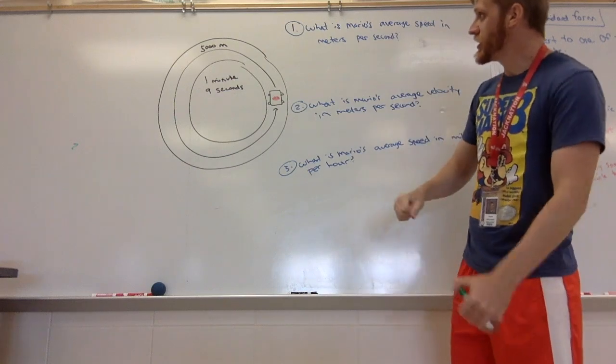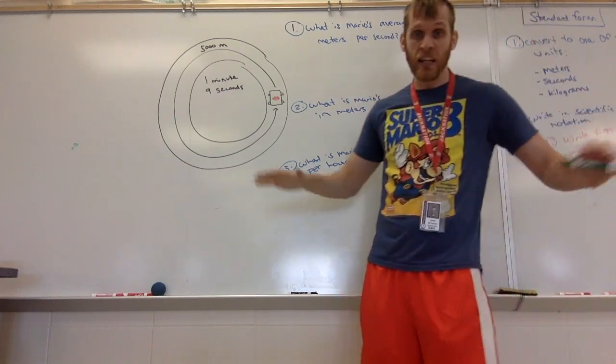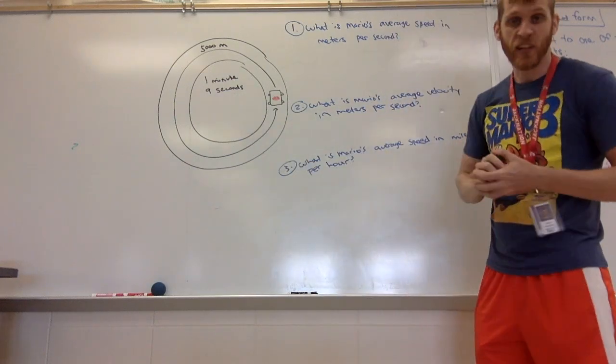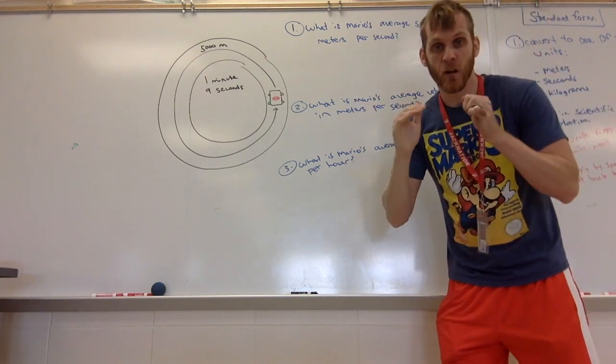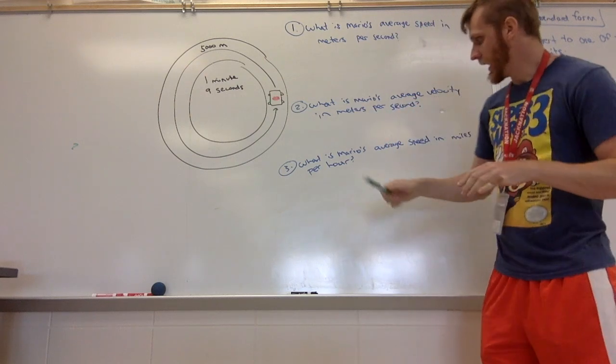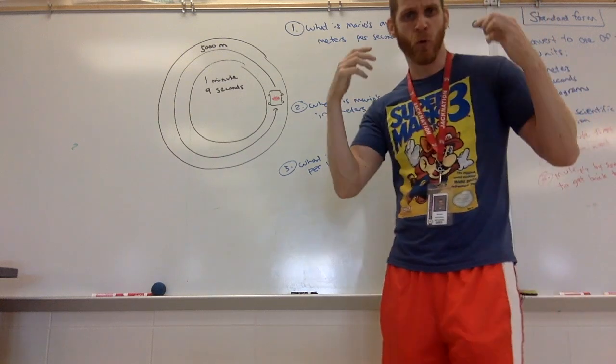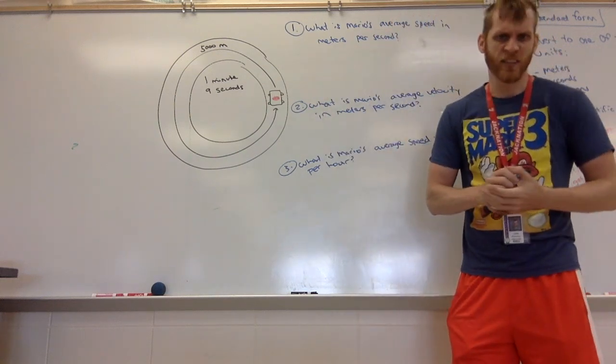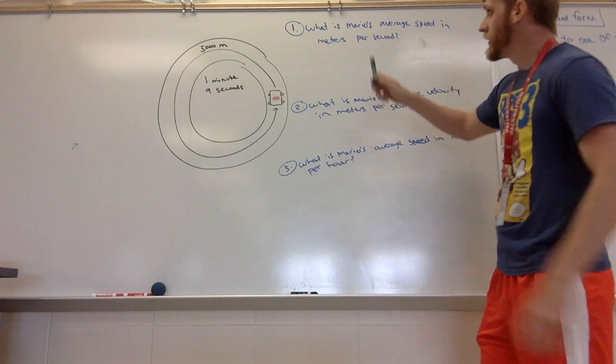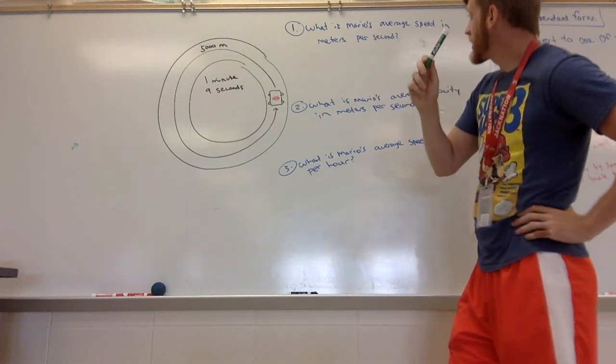So I want to answer a couple questions here. What's Mario's average speed around the track in meters per second? What's his average velocity around the track in meters per second? And what's his average speed in miles per hour? Something we're more used to working with, miles per hour versus meters per second. So let's start with the first one. What's Mario's average speed in meters per second?